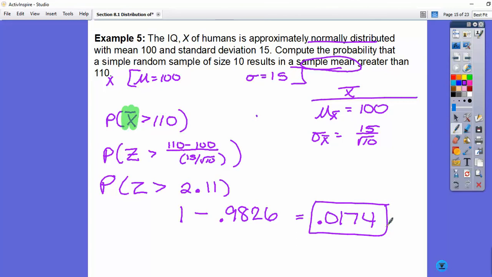So very low probability that in my sample of 10 people, I will have an average IQ greater than 110. So the only new piece here is if I'm talking about the sample means, you have to find the mean and standard deviation for that. Then you're doing it like the normal problems from the last chapter. Any questions there?